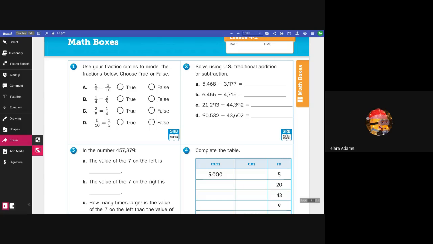Let's go ahead and kick this party off with a little review. First things first, number one: use your fraction circles to model the fractions below, and you're going to choose true or false. Is it right? Is it wrong? Is it true? Is it false?